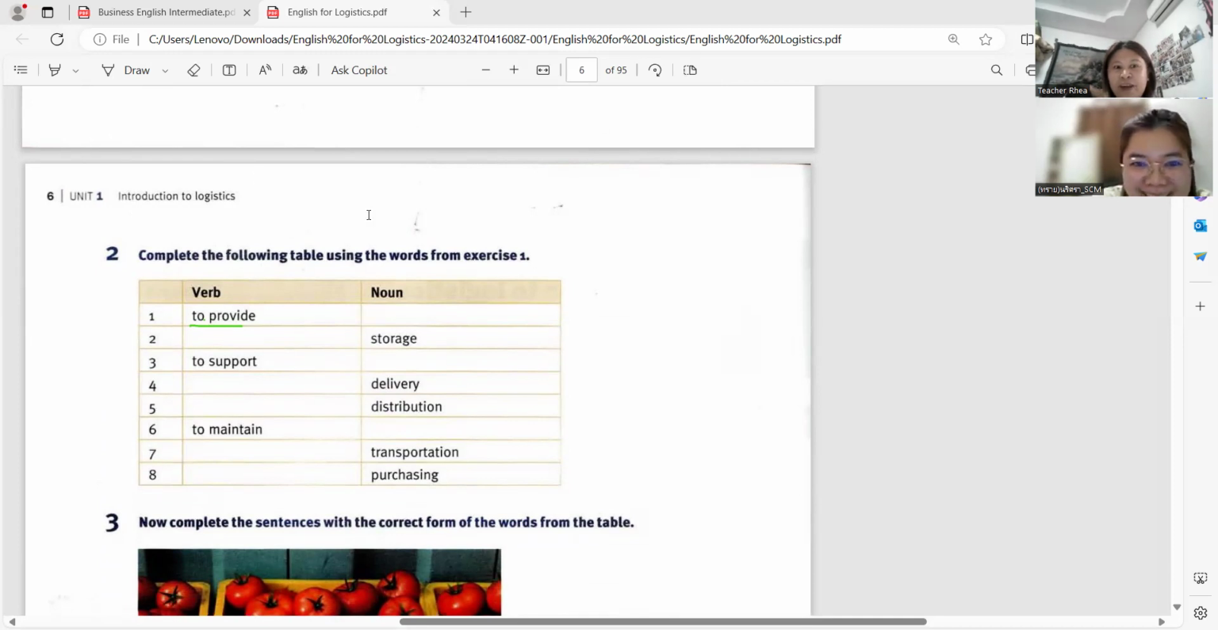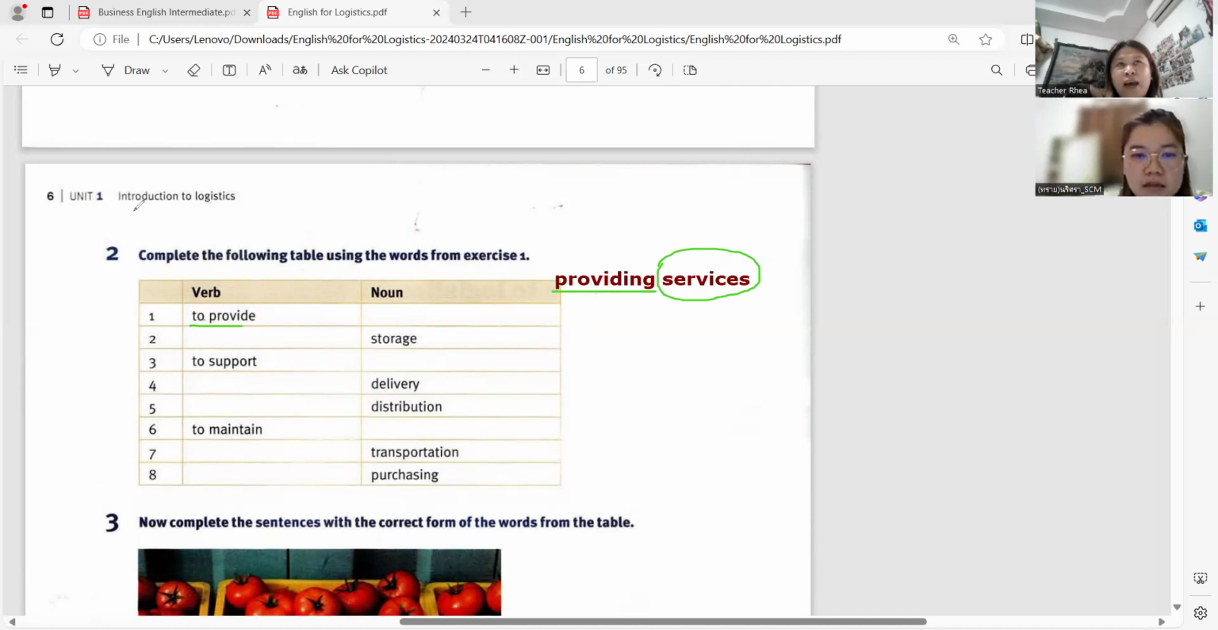Providing. Providing, you need to use it like providing services. This is a noun, but it should be used with another noun.